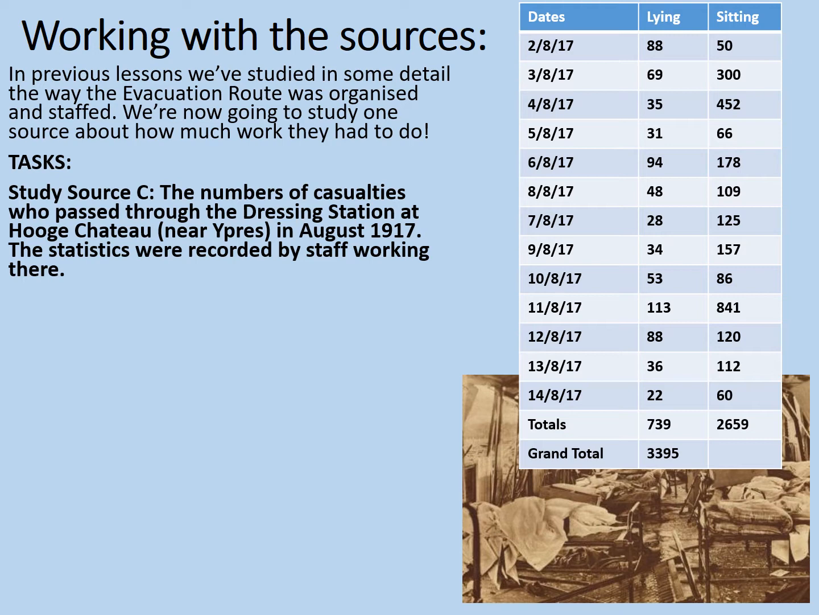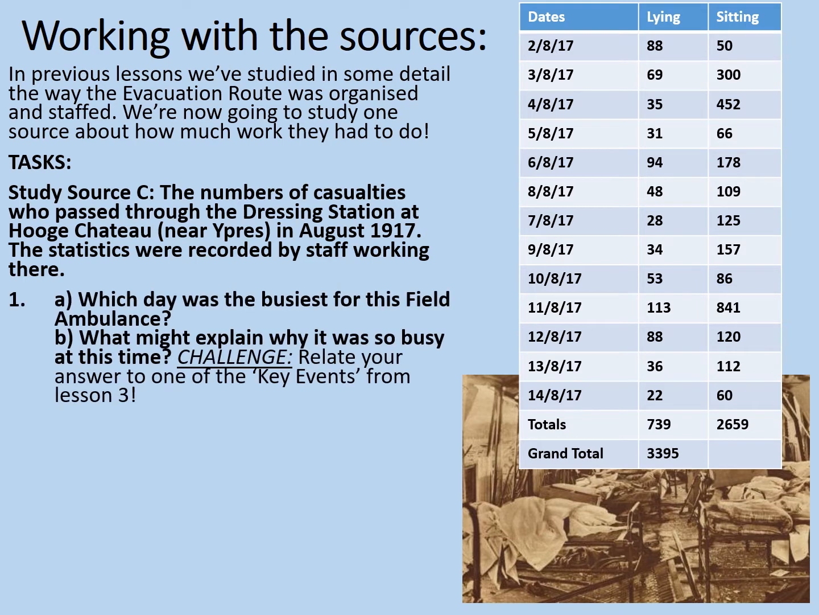This particular source shows the number of casualties who passed through the dressing station at Houge Chateau, which was near Ypres, in August of 1917. The statistics were recorded by staff working there. Firstly, on which day was the busiest for this field ambulance? B, what might explain why it was so busy at this time?